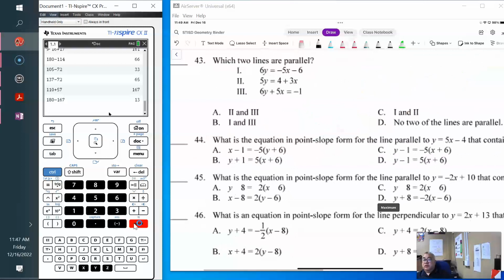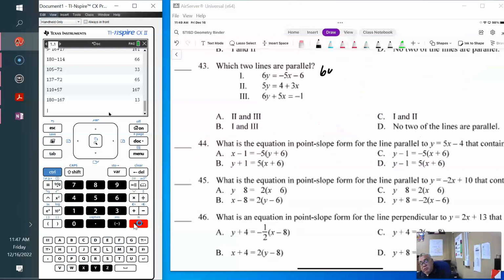Okay, try to do 43. Which two lines are parallel? You have 6y equals negative 5x minus 6, so you have to divide by 6. In this case, the slope is going to be negative 5 over 6. The second equation, we have 5y equals 4 plus 3x, divided by 5, and now you know that the slope is 3/5, which is not the same as negative 5/6, so it's not the same slope.